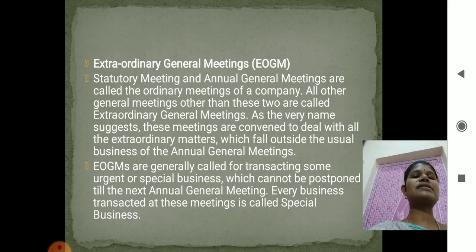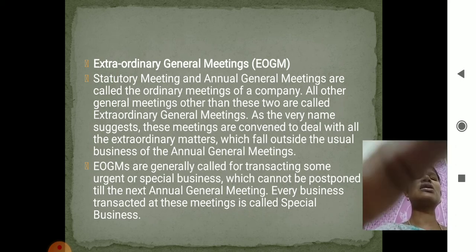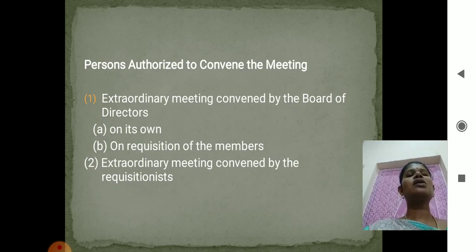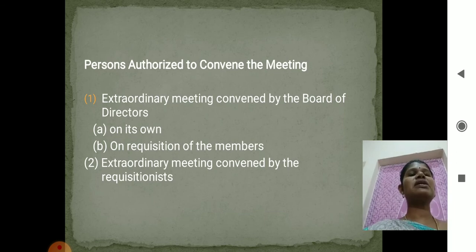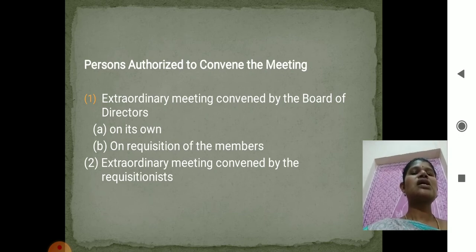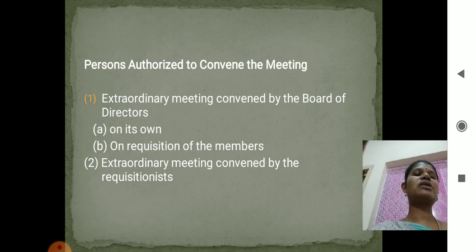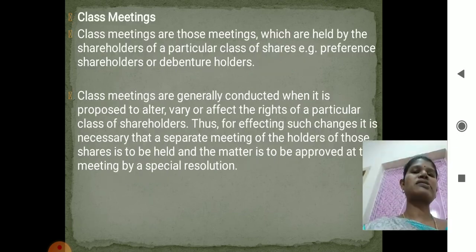Every business transacted at this meeting is called a special business. And what are the persons authorized to convene the meeting? An extraordinary meeting is convened by the board of directors, and this includes on its own or on requisition of the members. Second one is an extraordinary meeting convened on the basis of a request.